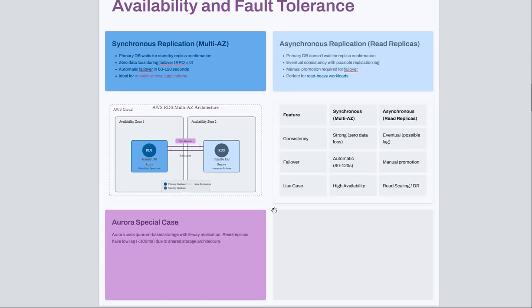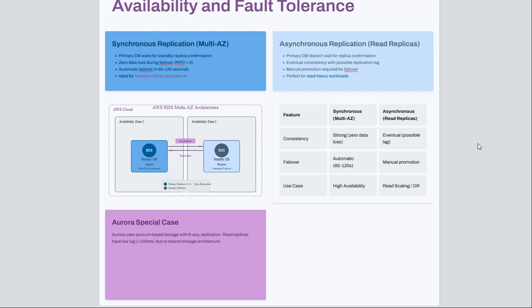Here in the feature comparison of synchronous and asynchronous: consistency is strong consistency with zero data loss, right? With asynchronous read replicas, you get eventual consistency with a small possible lag. Failover is automatic with the standby passive DB, while with asynchronous read replicas you need manual promotion, right? For use cases, synchronous is for high availability, and the second one, read replicas, is for read scaling and disaster recovery scenarios.